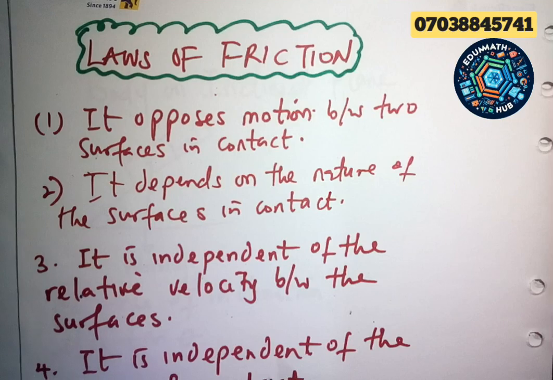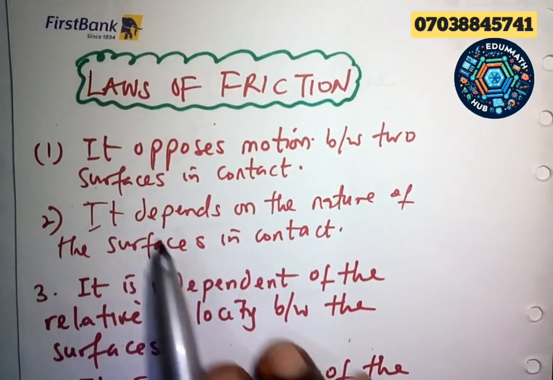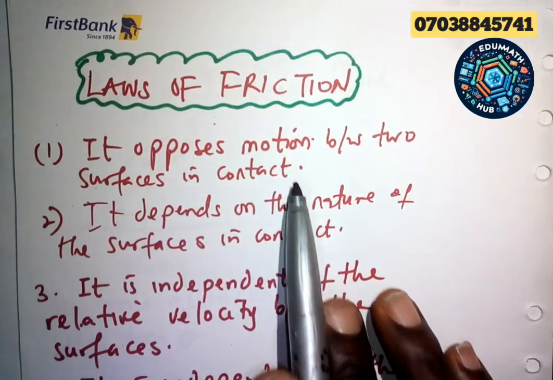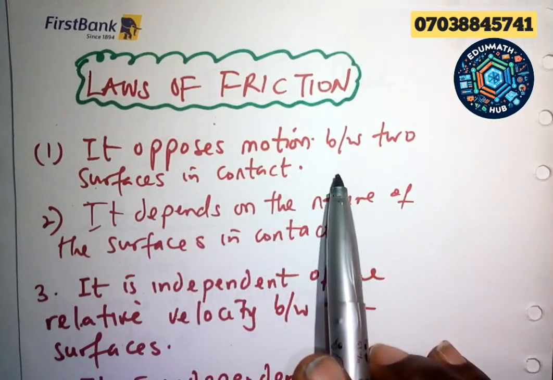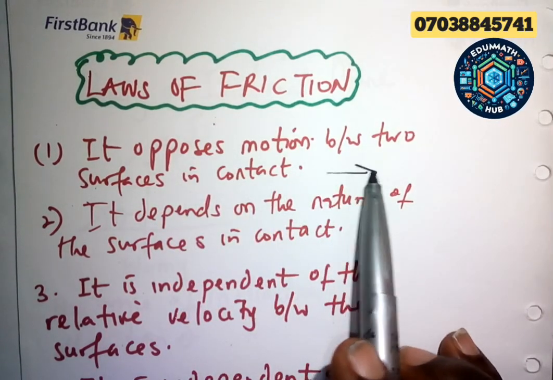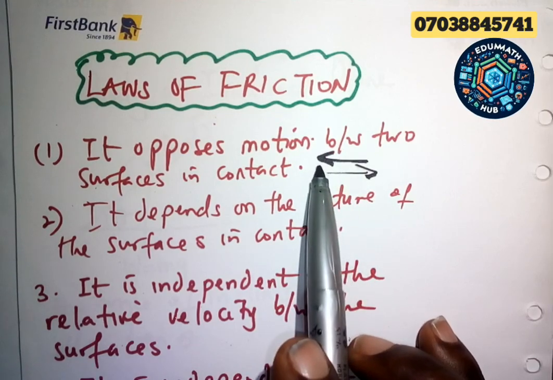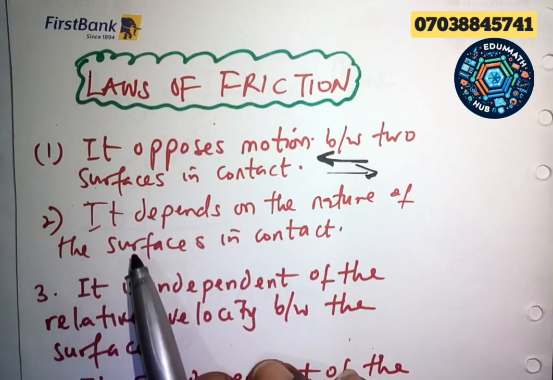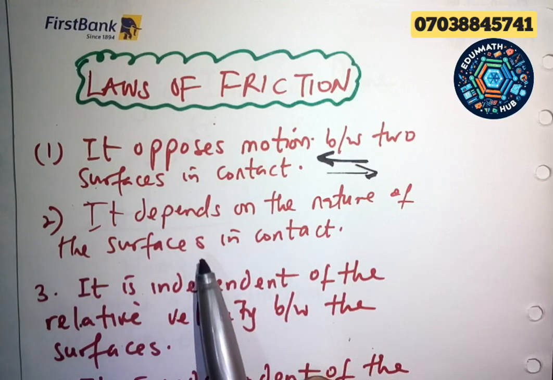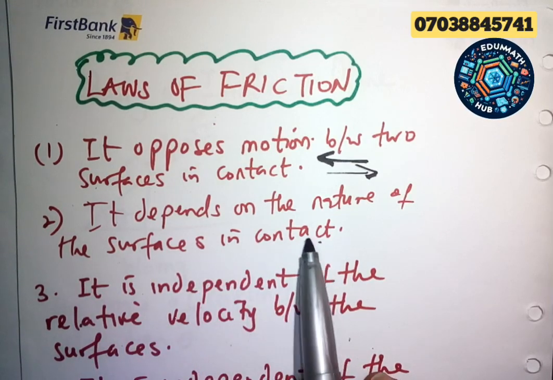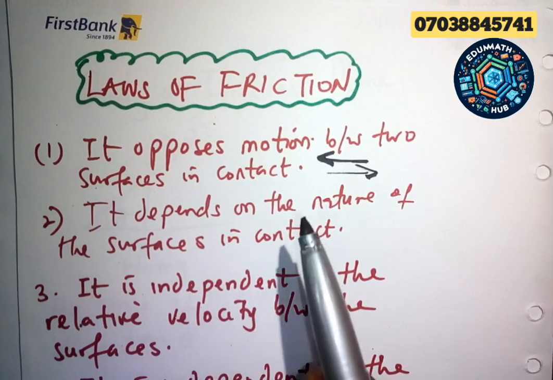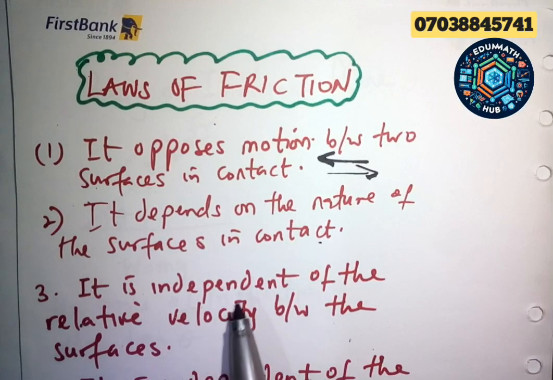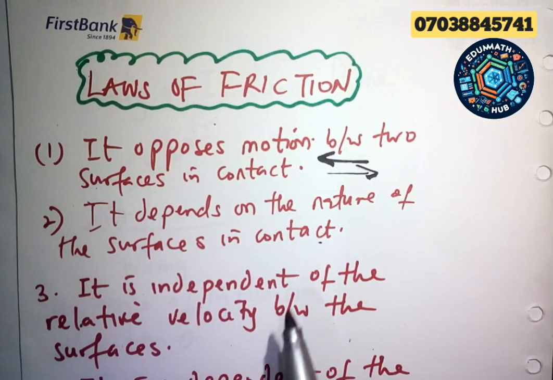The next part is the laws of friction. The first law of friction is that friction opposes motion. That is true. Friction will act opposite to the direction of motion. If motion is like this, friction will act backwards. The second one is that friction depends on the nature of the surfaces in contact. Maybe the surfaces are smooth, or they are not smooth, or maybe they are rough. So the nature of the surfaces in contact affects the friction.